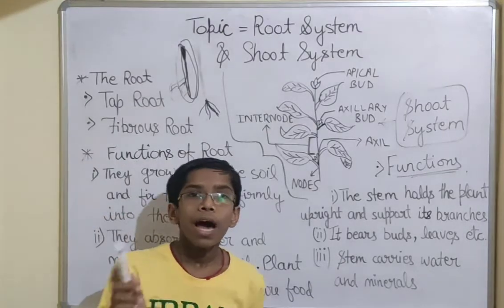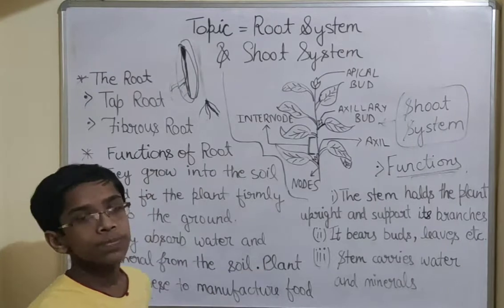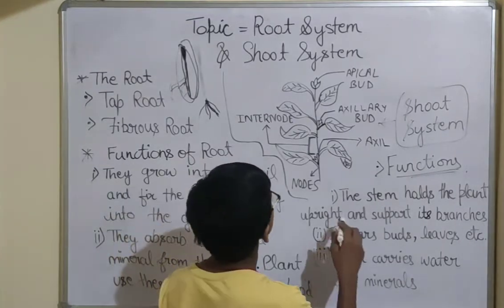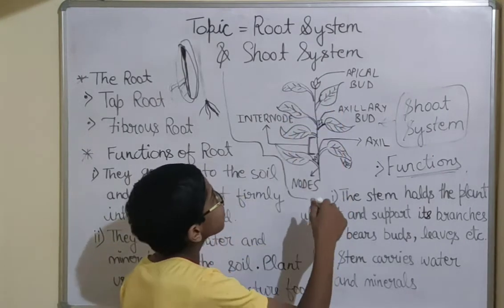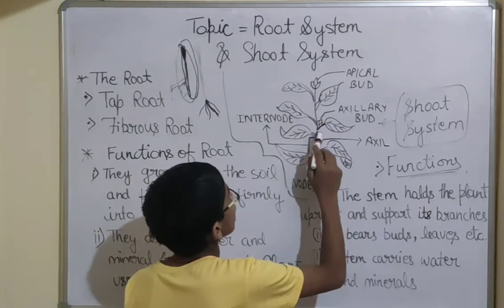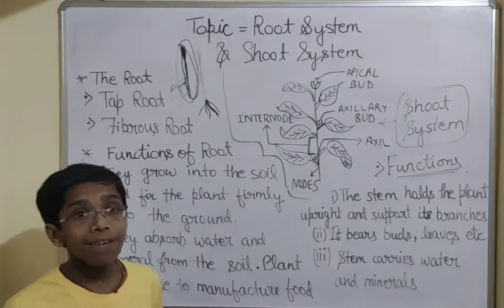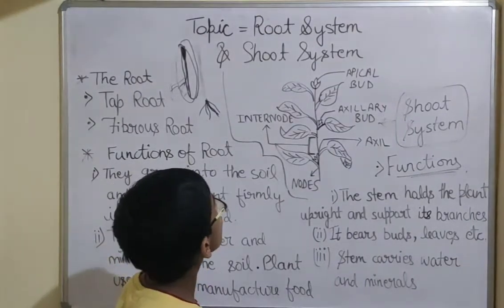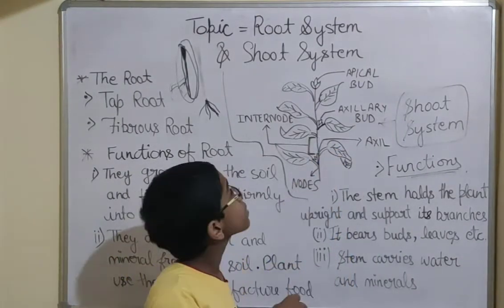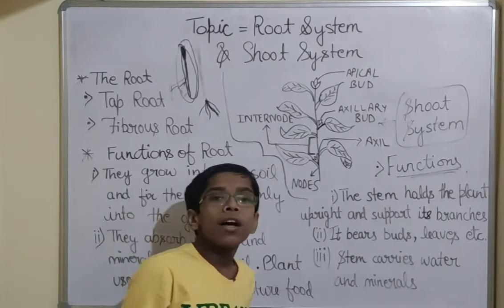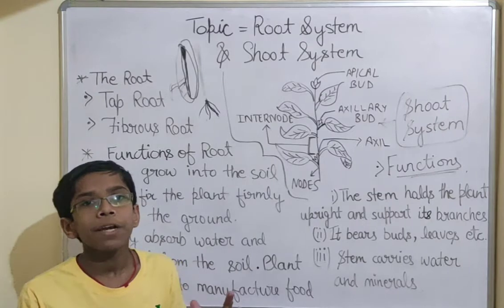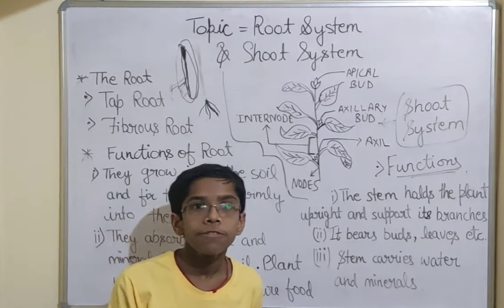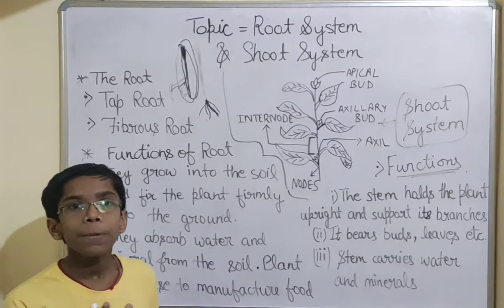Okay. So our next topic will be the shoot system. The shoot system comprises, as I've told you, the stem, buds, leaf and flowers. Okay. So we are going to study the structure. First of all, stems give buds at different places.